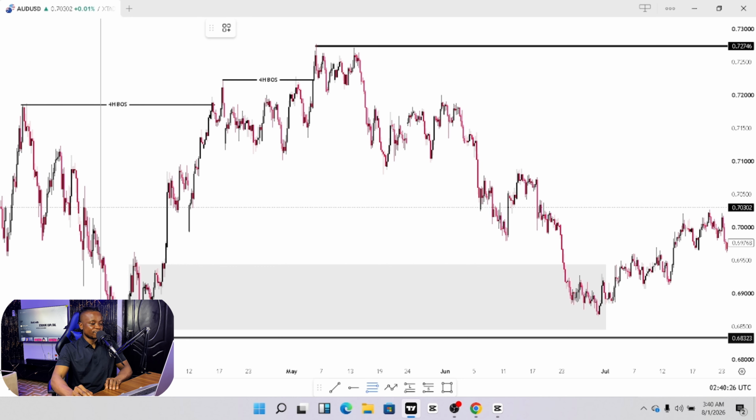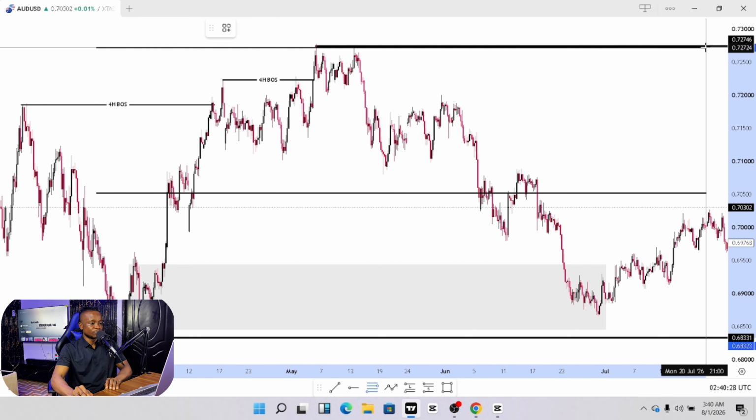Now if I plot my fib from point A to point B, you can see already that AUD USD pro structure is bullish and the market has made its way to our discount zone where we should be looking for buys. But let's show you what the substructure is doing so that we'll better understand where we should be looking for trades coming next week.